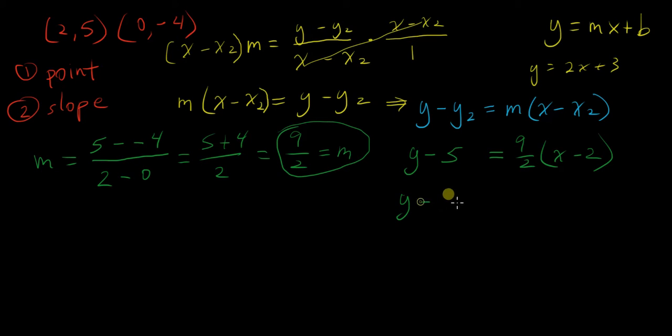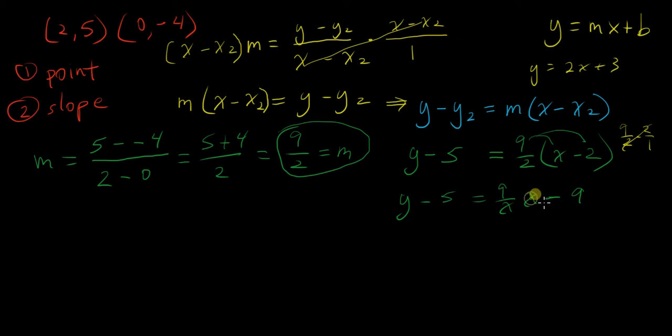So here I have to distribute, of course. So 9 halves times x. And then I have a positive times a negative. That gives me a negative. And then 9 halves times 2 is just going to be 9. You can try it off to the side here. So 9 halves times 2 over 1, that would cancel. It would just leave 9.